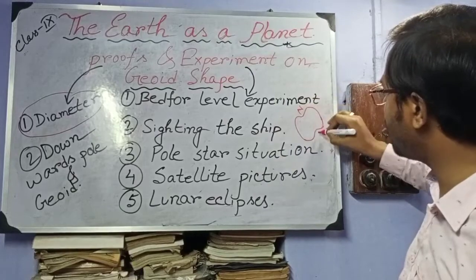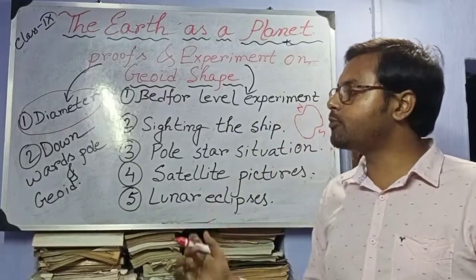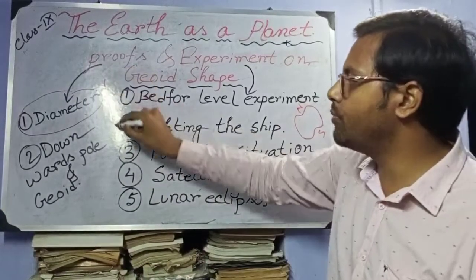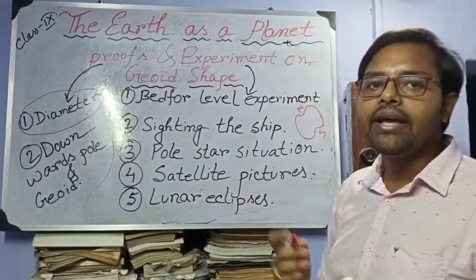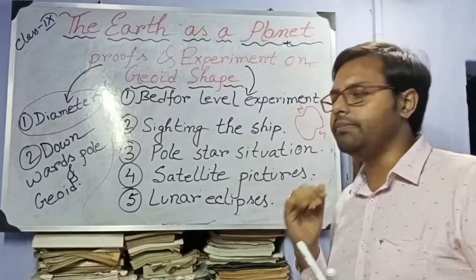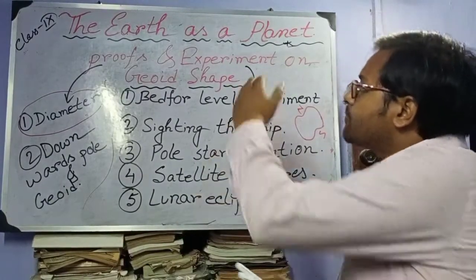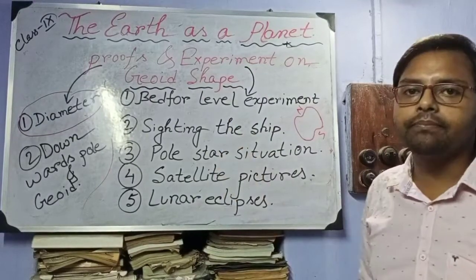In both poles, north and south pole, the earth has its downgraded portion, which proves that the earth is a geoid shape. These main two matters, diameter and downwards pole, prove that the earth has its geoid shape. Now, what are the experiments through which we can understand that the earth has its geoid shape?